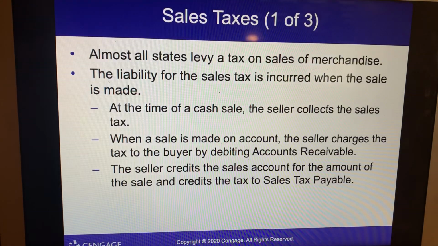Sales tax: almost all states levy a tax on sales of merchandise. The liability for sales tax is incurred when the sale is made. At the time of a cash sale, the seller collects the sales tax. When a sale is made on account, the seller charges the tax to the buyer by debiting accounts receivable. The seller credits the sales account for the amount of the sale and credits the tax to sales tax payable.